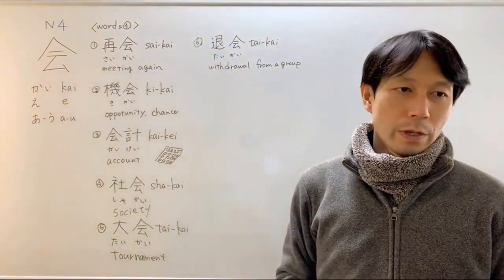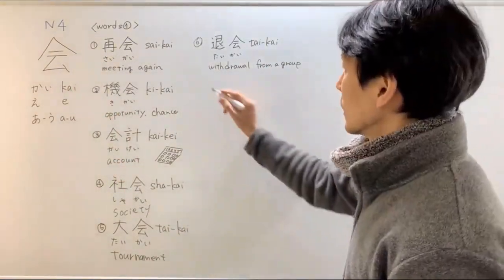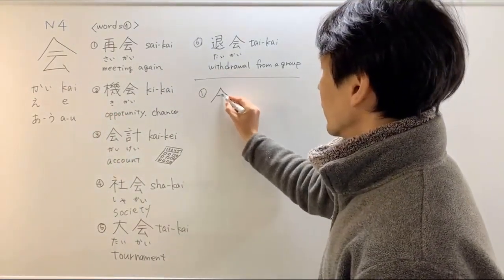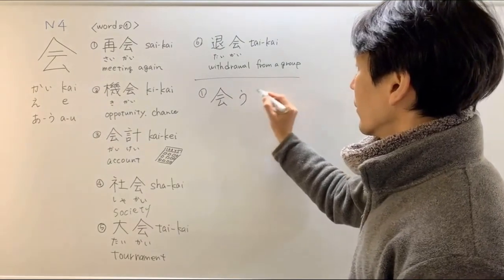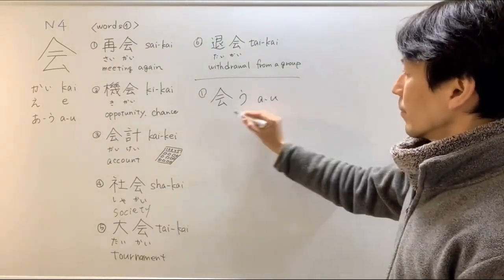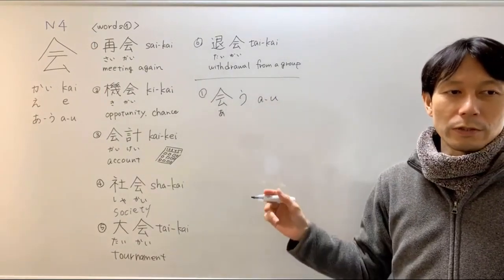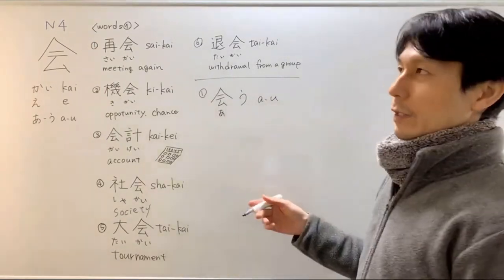And the next, the kunyomi is au. For example, au, and it means to meet, to see.